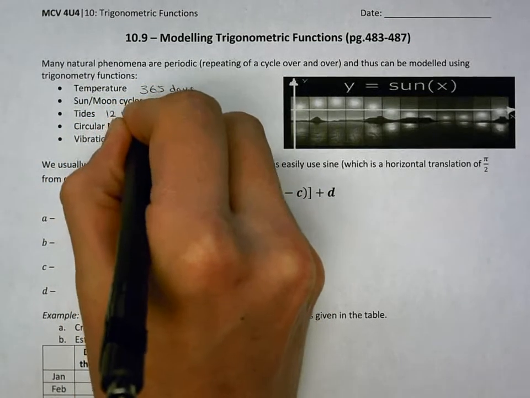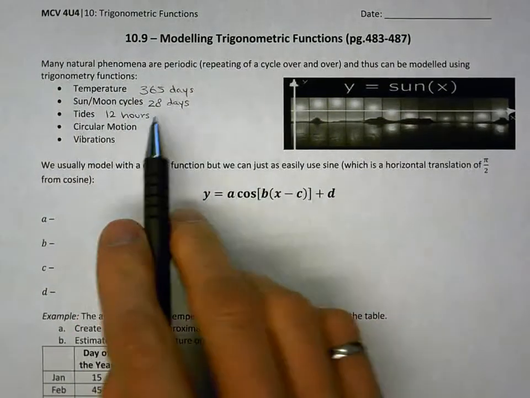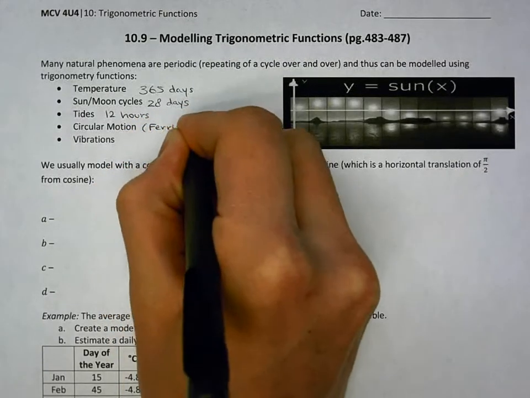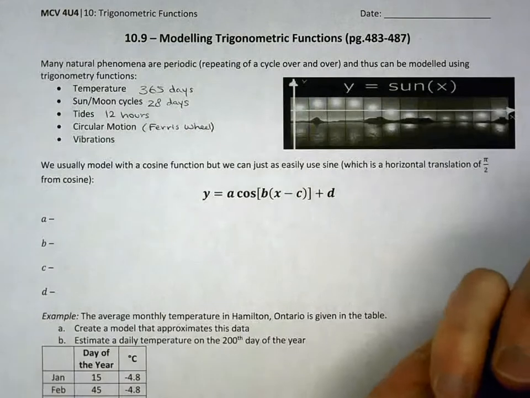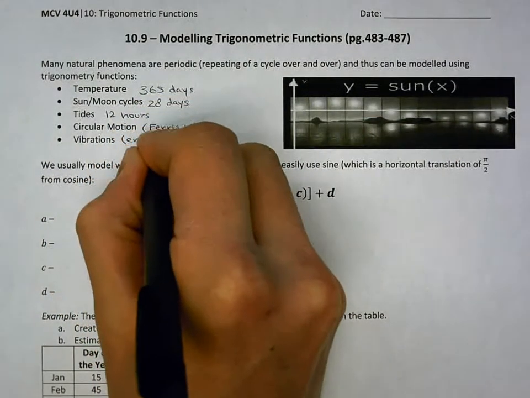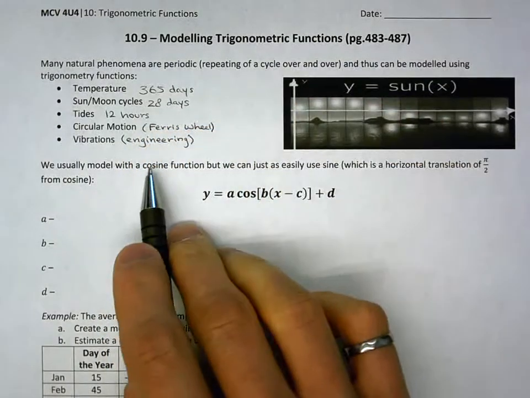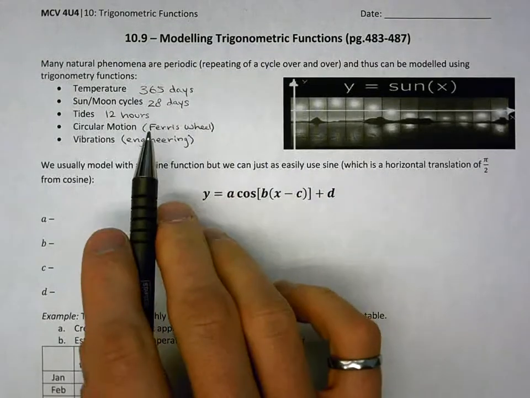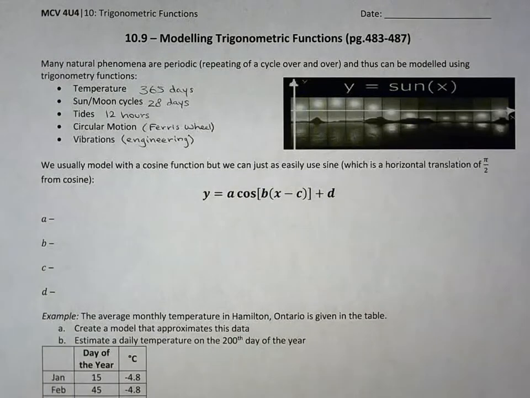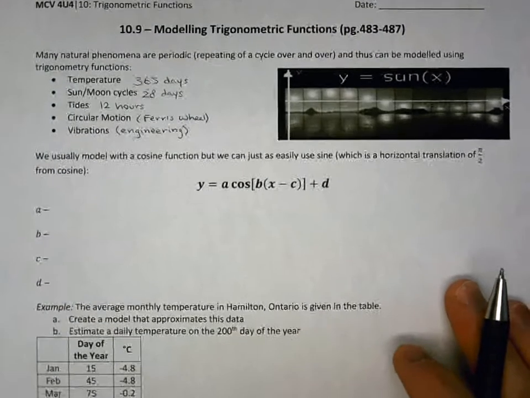We don't really see it much because we're in an inland part of the country, but this is a big deal if you're on the coast. Circular motion, so things that go round and round, like a Ferris wheel, can also be modeled with a trig function. And vibrations. This is a neat application of this in the real world, in the engineering field. For example, a bridge, as cars go over, it vibrates. Well, that vibration is very small, right? But that vibration can be modeled as a sinusoidal function. So there's a lot of neat applications here.